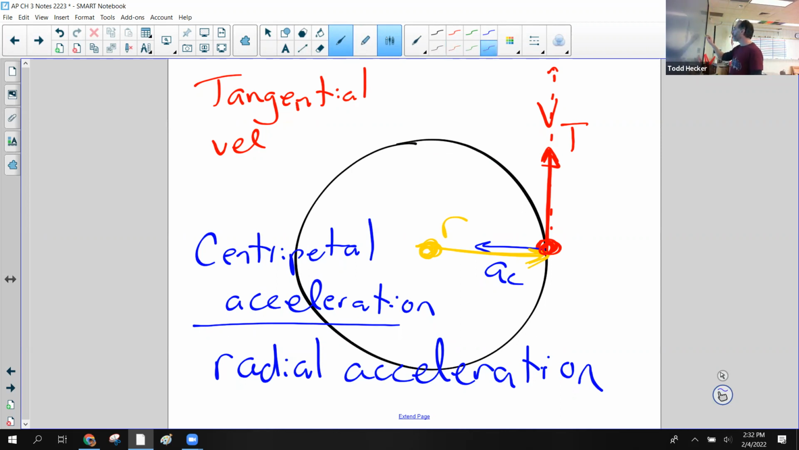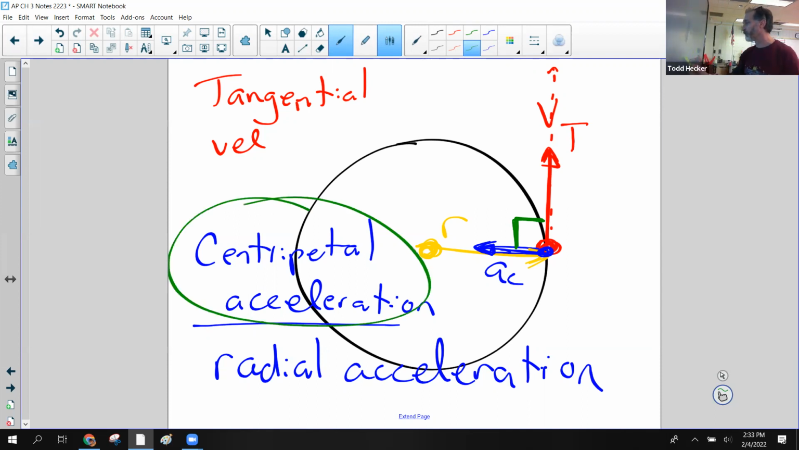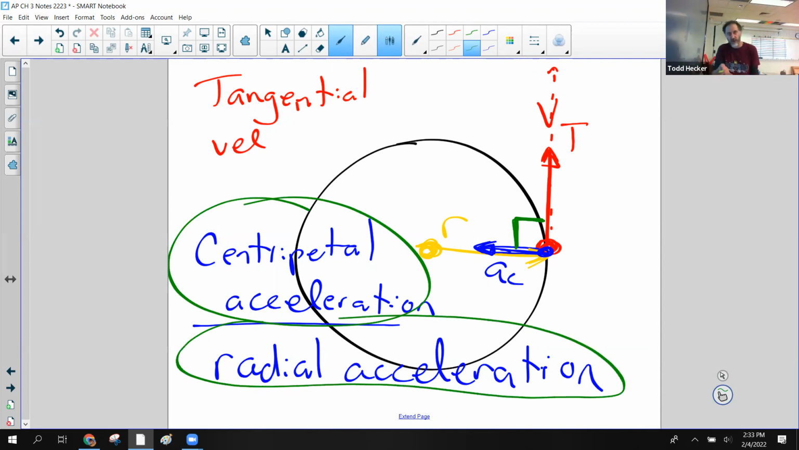And then your acceleration vector, centripetal acceleration, radial acceleration, points back in towards the radius. Please notice this is a right angle here. So your velocity vector is perpendicular to both the acceleration and the radius vector. So even though the object is not speeding up or slowing down, it is still undergoing centripetal acceleration or radial acceleration. And that radial or centripetal acceleration is responsible for the change in direction as your object navigates its circular path.